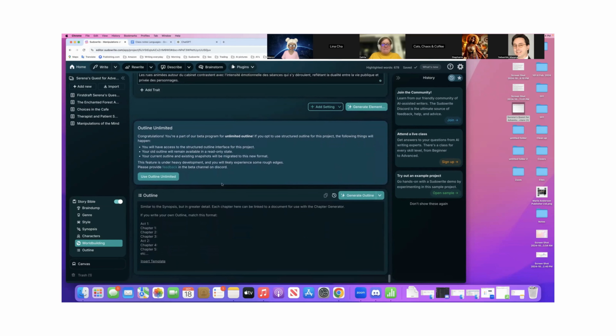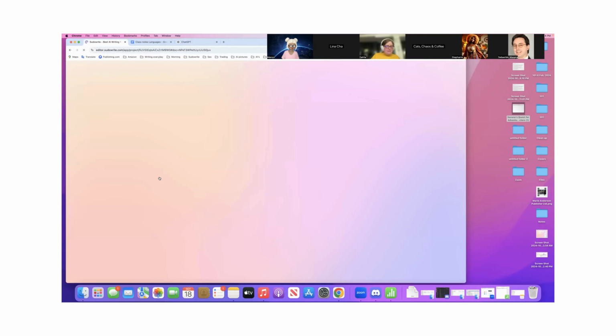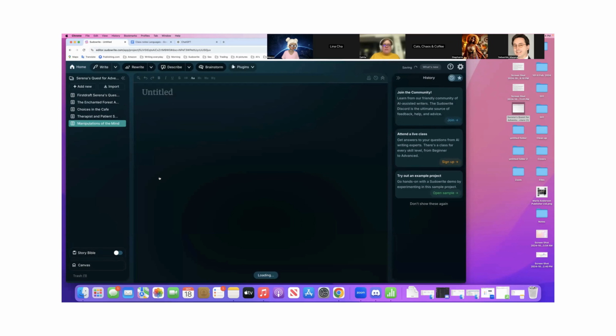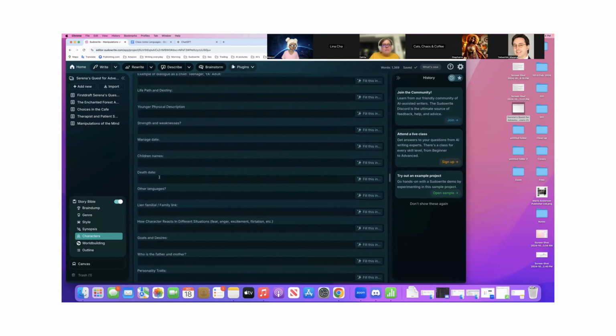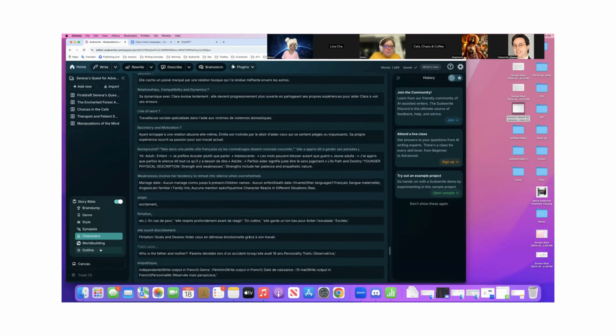So let's see what it is going to do with the outline. You can stay if you want, or I can keep on going. Yeah, let's keep going. Let's see what happens. It's going to refresh the screen as soon as you click on the longer outline. It has to go and read everything we've done. There we go. So we go to our outline.